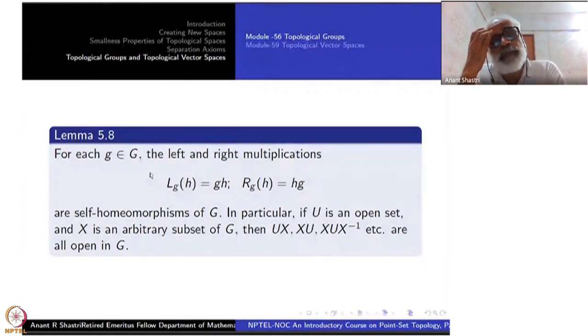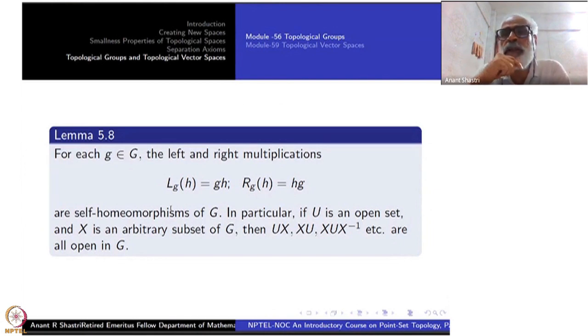First thing, this lemma says, for each g in G, look at the left multiplication map given by g, namely L_g of h is gh. So it's a map from G to G. Similarly, I can take the right multiplication, R_g of h is equal to h times g. So one is multiplying on the left, the other on the right. Both are maps from G to G. They are self-homeomorphisms of G. It's very clear that they are invertible, the inverse of L_g being L_g inverse, because g inverse times g is identity, so it will be h. So L_g and R_g are bijections. Why are they homeomorphisms? Because they are also continuous.